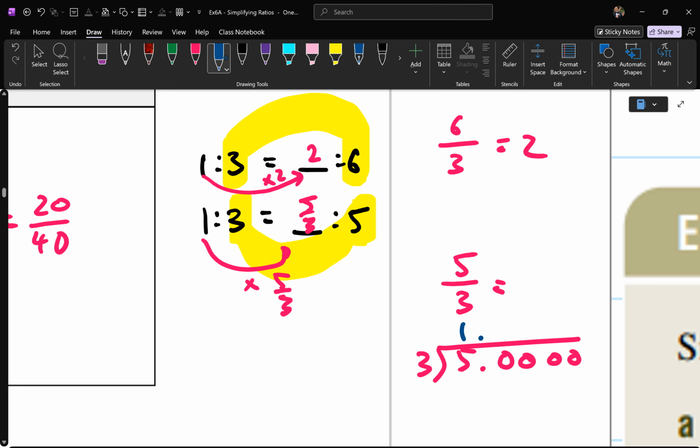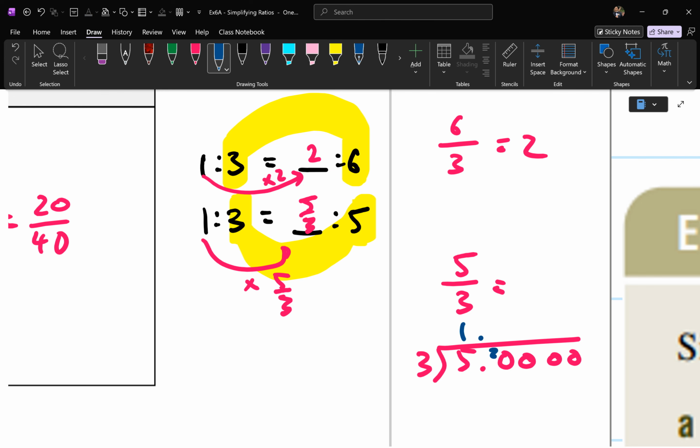1 remainder 2, so 1 dot, carry the 2. 2 goes over here, that's now 20. 3 goes into 20. How many 3s go in 20? 6, remainder? 3 times 6 is? So remainder 2. So you carry the 2. So again, 3 into 20? 6, 6, 6. So Ryan was close, but not close enough.